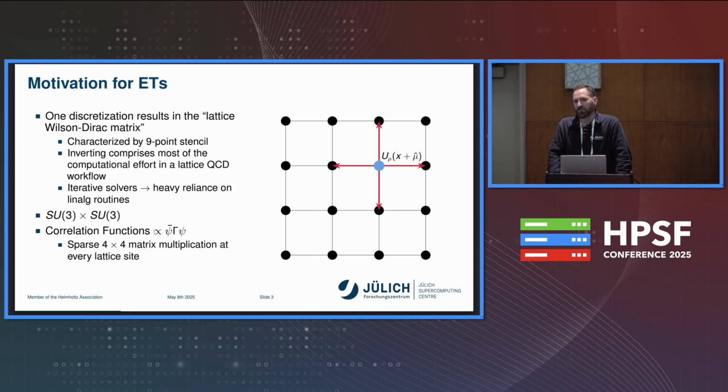In addition, we have other operations such as the plaquette, which would involve multiplication of these SU3 matrices together, and also when we're actually calculating observables, which we need to get out the correlation functions for, we have to insert these so-called gamma matrices, which is essentially a 4x4 matrix that is multiplied onto the quark fields at every lattice site.